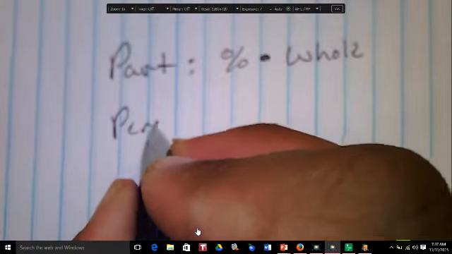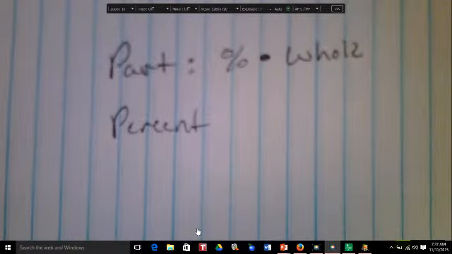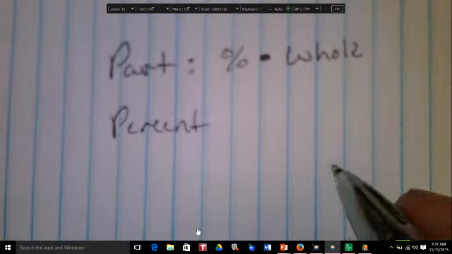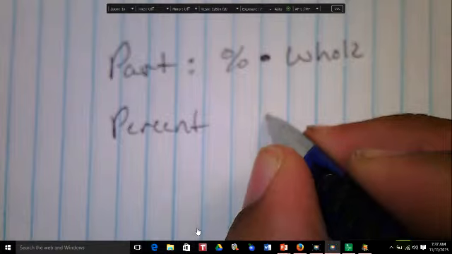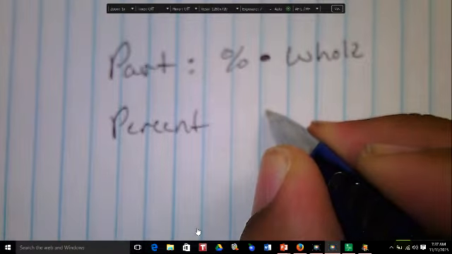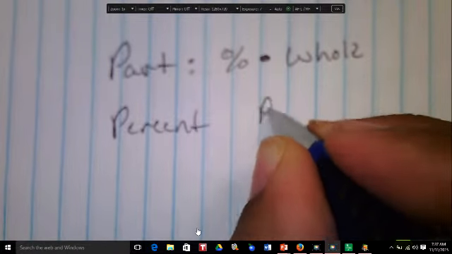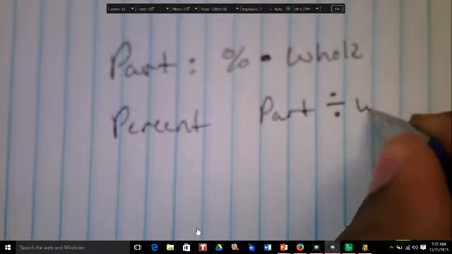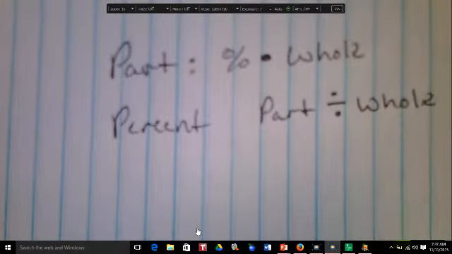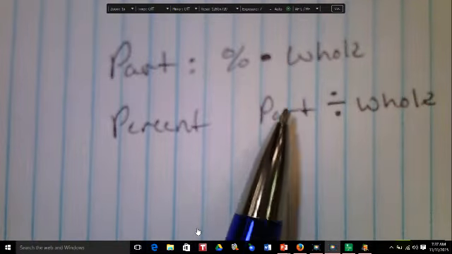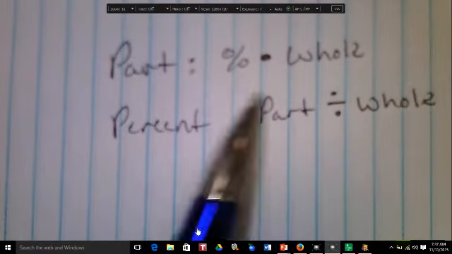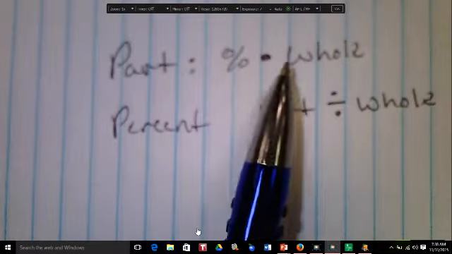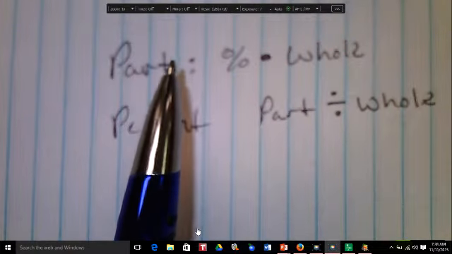Good. When you are looking for percent, you are going to divide your part by your whole. Part divided by whole gives you your percent. To find percent, you divide the part by the whole, just like percent times whole gives you part. You with me still? Good.